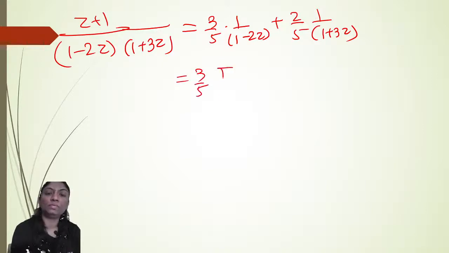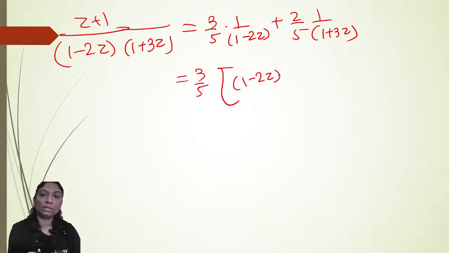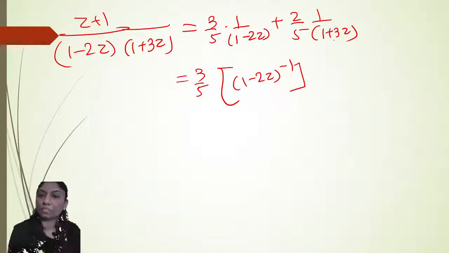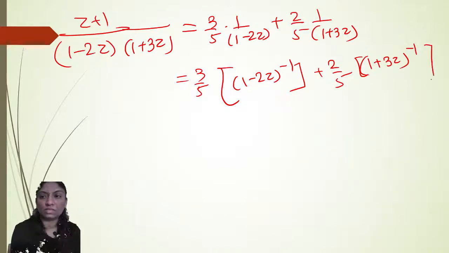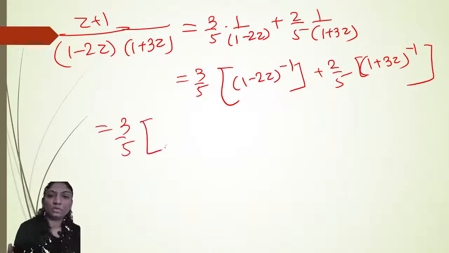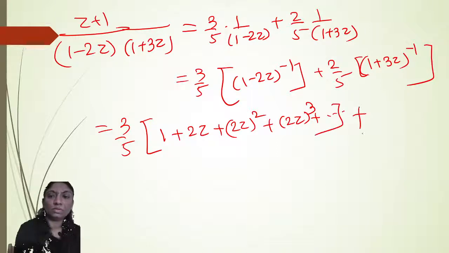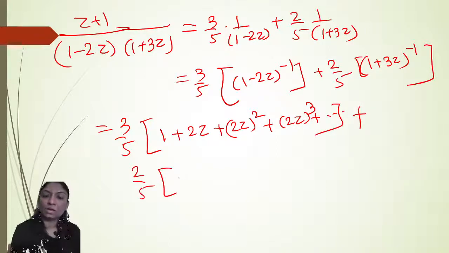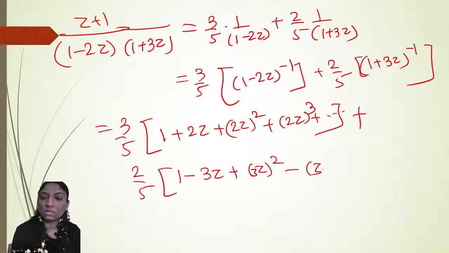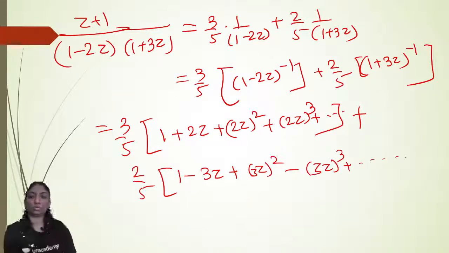3 by 5 into bracket 1 minus 2z bracket raised to minus 1 plus 2 by 5 into bracket 1 plus 3z bracket raised to minus 1. Now expand: 3 by 5 into bracket 1 plus 2z plus 4z square plus 8z cube and so on, plus 2 by 5 into bracket 1 minus 3z plus 9z square minus 27z cube plus and so on, right?